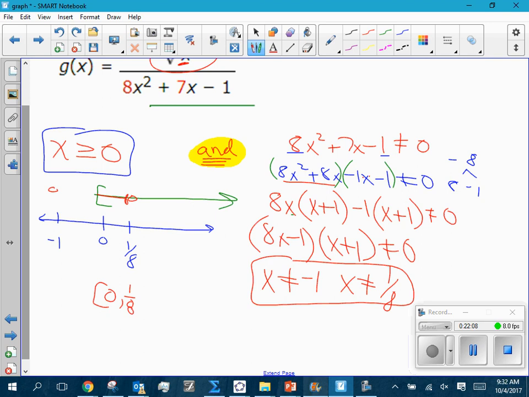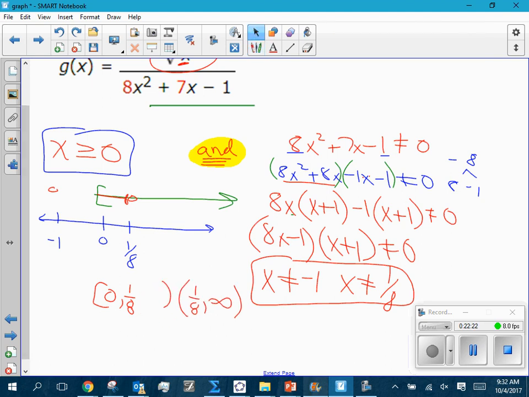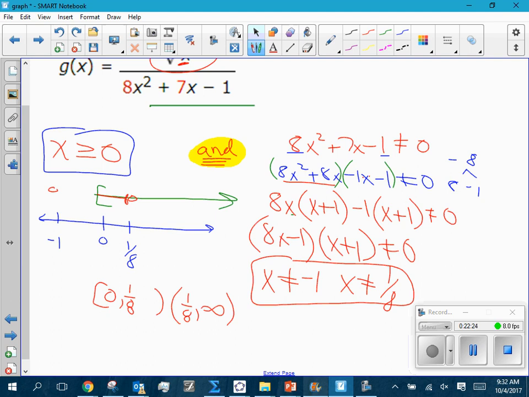So we get just to the left of 1/8. Okay, we're going to exclude 1/8. We're going to jump over 1/8. And then we're going to pass through infinity. And then when we're done with that, we're going to union. Okay, and that then ends up being that interval in which we have real numbers.